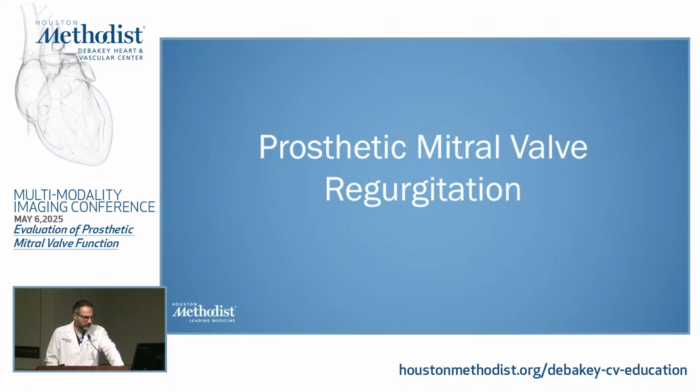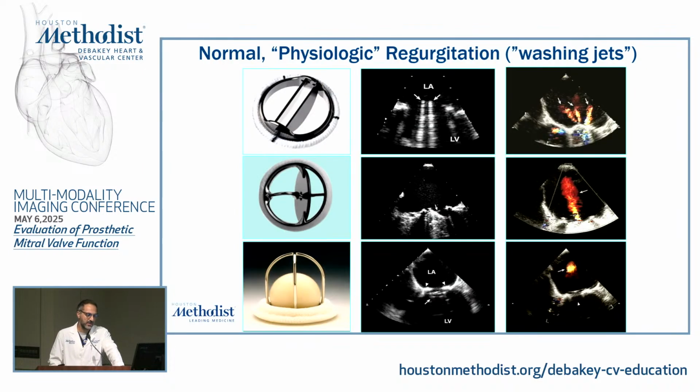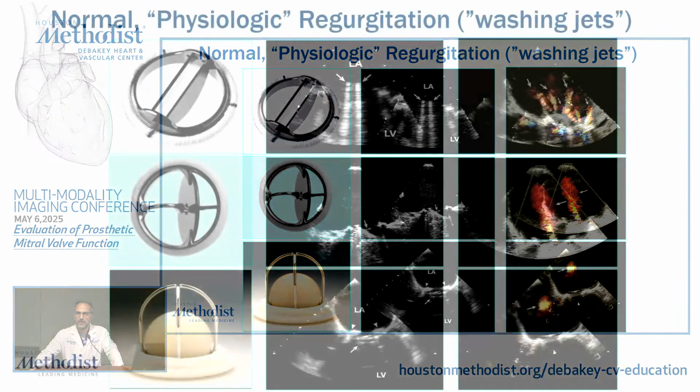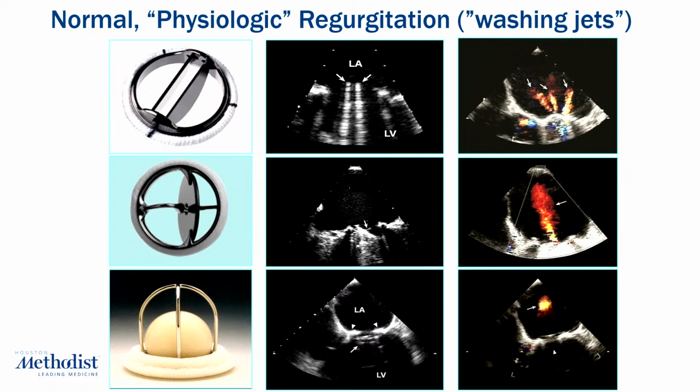So we're going to start with the prosthetic mitral valve regurgitation assessment. As basic knowledge for everybody, most prosthetic mitral valves have some form of regurgitation, right? We typically call them physiologic jets, normal or washing jets. I don't know if these are by design or because they're imperfect, but typically the regurgitation occurs at the hinge points. So if you have a bileaflet mechanical valve, you will see two small jets coming out of the hinge points. This is considered normal, right?